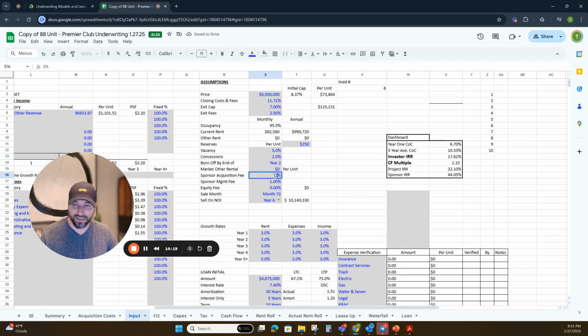Sponsor acquisition fee, that's a lot at closing. We change that to 2%. Look what happens. We lower our acquisition fee. We've got our investor IRR now up to 18%, 22% project IRR.